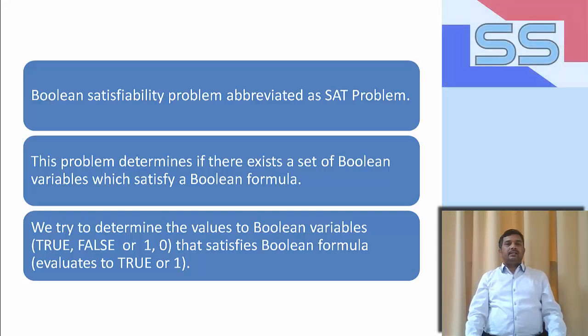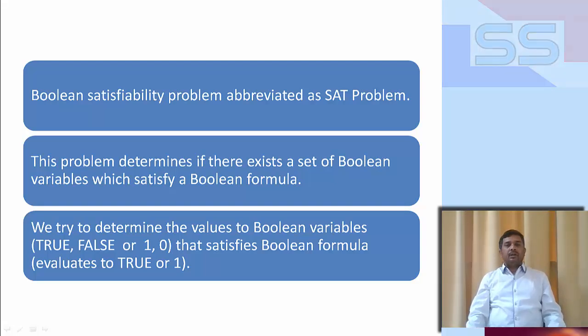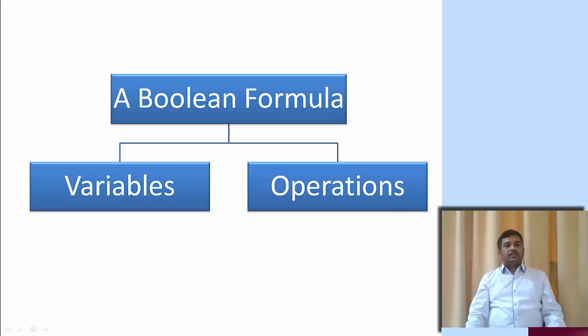Basically, Boolean satisfiability problem is abbreviated as SAT problem. SAT, the first three letters of satisfiability. This problem determines if there exists a set of Boolean variables which satisfy the Boolean formula. And we try to determine the values of the Boolean variables in the form of true, false or 0, 1 that satisfy the Boolean formula. When we say satisfy the Boolean formula, we mean the evaluation of the formula to be true or 1.